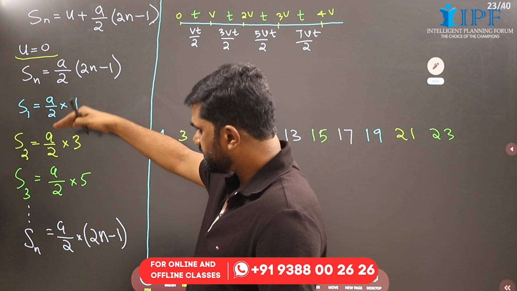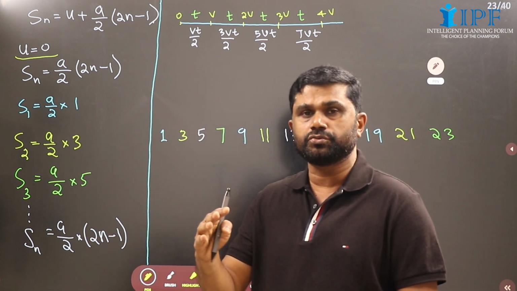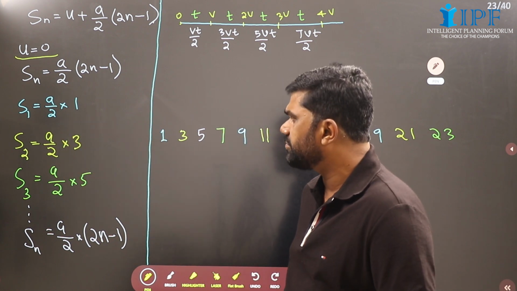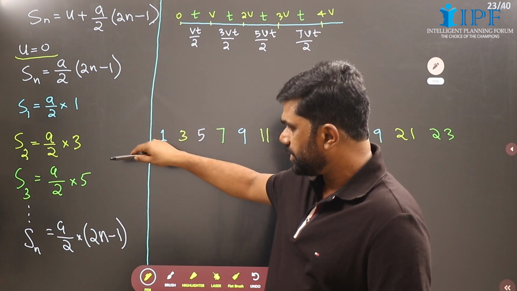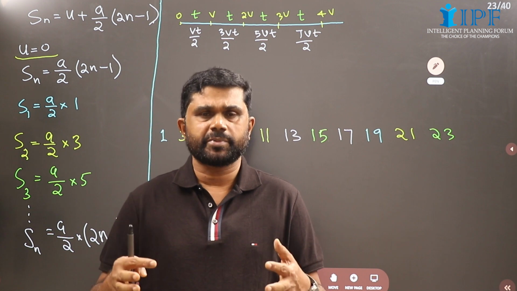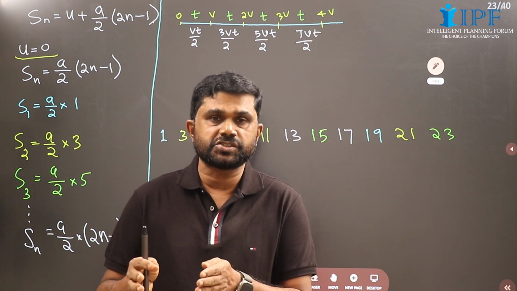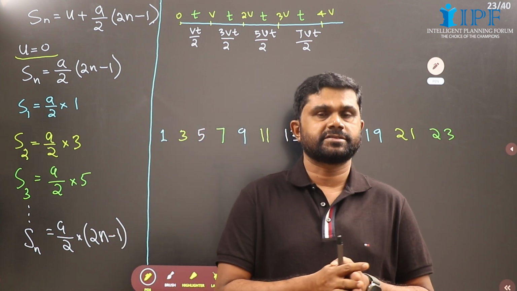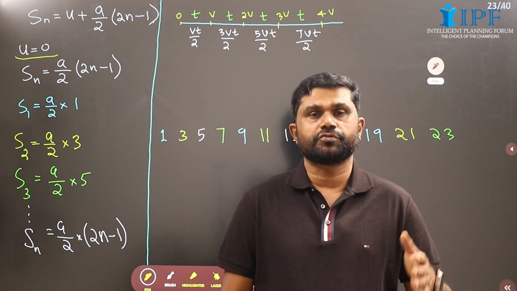So the displacements in the first second, second second, third second, etc. will be in the ratio 1 is to 3 is to 5, if we cancel out the common factor a by 2, up to 2n minus 1. So when a body starts from rest and moves with a constant acceleration, the ratio of displacements in the first second, second second, third second, etc. will be 1 is to 3 is to 5.